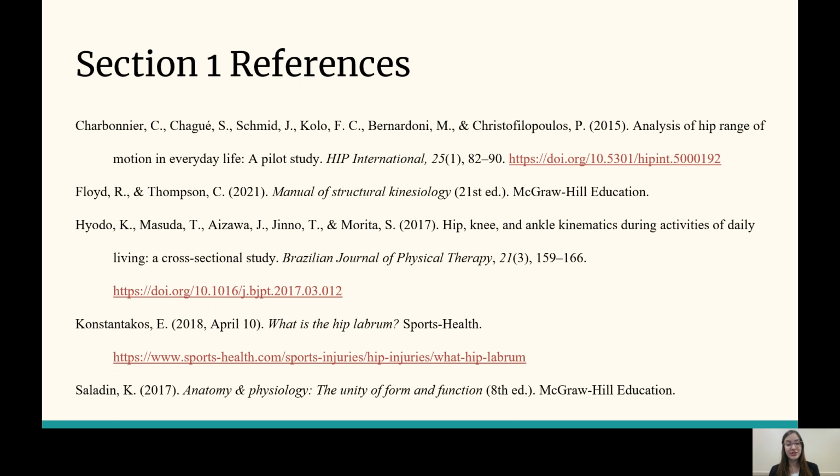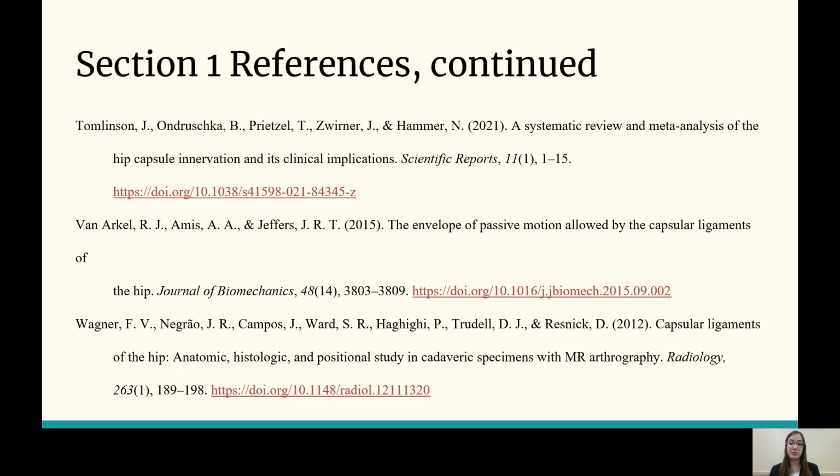Shown here are my references that I utilized for both the informational content and the images in this section. Next, Michaela will be discussing a common hip injury among older adults, which is hip fractures. Thank you.